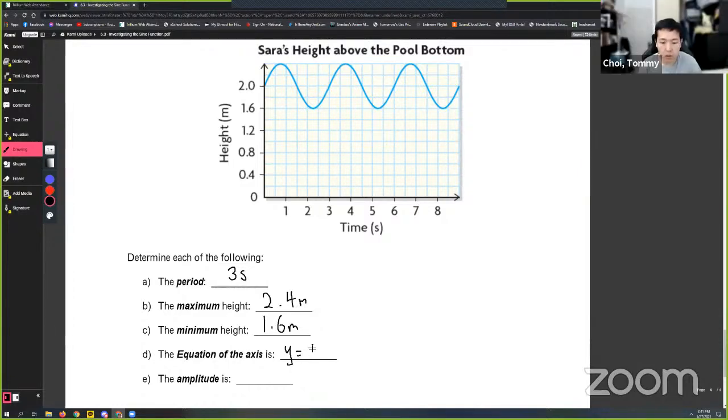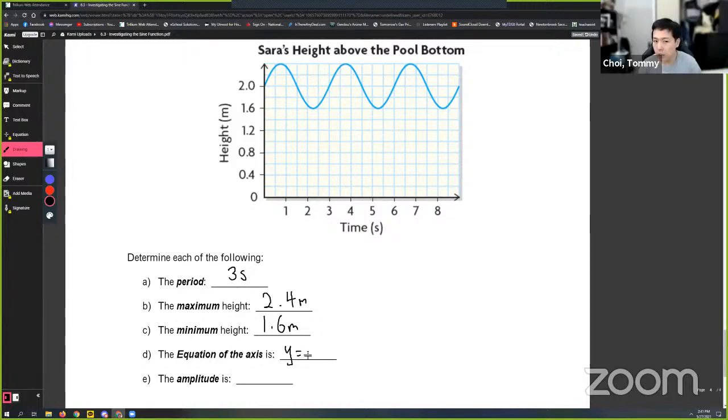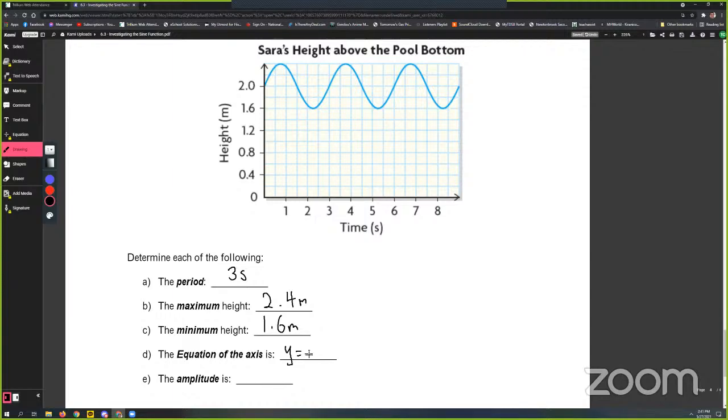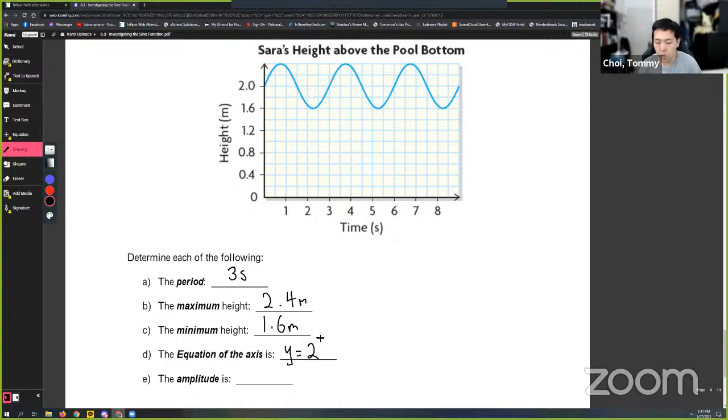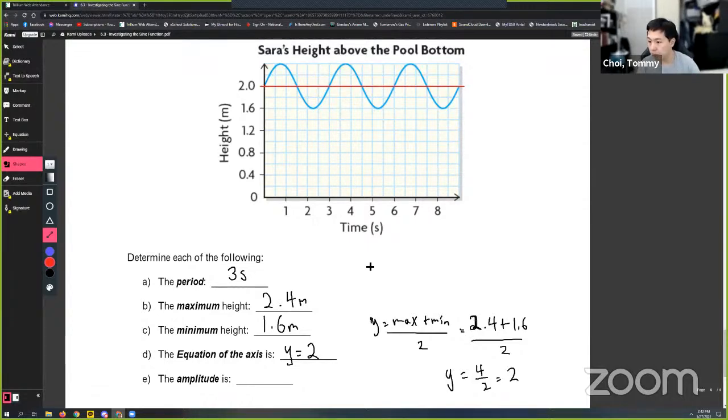Equation of the axis. Y equals? I got 1.9. Not sure. 1.9? No, not quite. It should be a whole number, not a decimal. 2. 2 is correct. Brooke wrote 2 in chat. Yes, y equals 2 is correct. So y equals max plus min divided by 2, which will give us 2.4 plus 1.6 divided by 2. That gives us 4 over 2, which is 2. So we want to use the formula to our advantage here. You can also see if I draw a horizontal line in red right across here, that's exactly the middle at y equals 2.